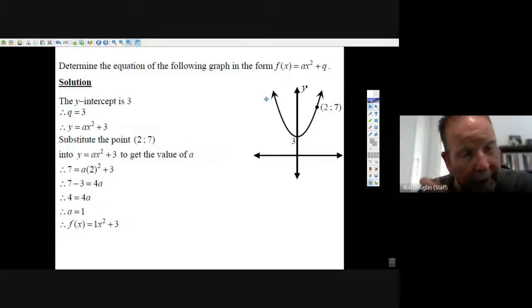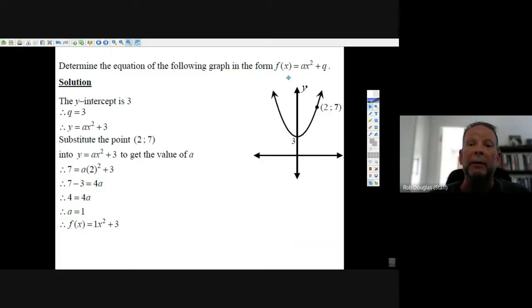Okay, we're going to look at interpreting parabolas. That is, you're given a picture of a parabola and a y-intercept and another point, and you're asked to find the equation of the parabola. Well, here we go. We know that this graph takes the form f(x) = ax² + q. That's one form of parabolas that we have.